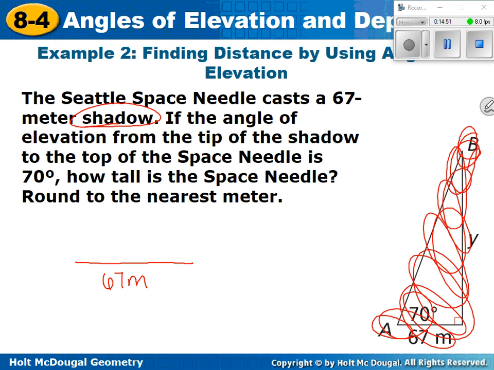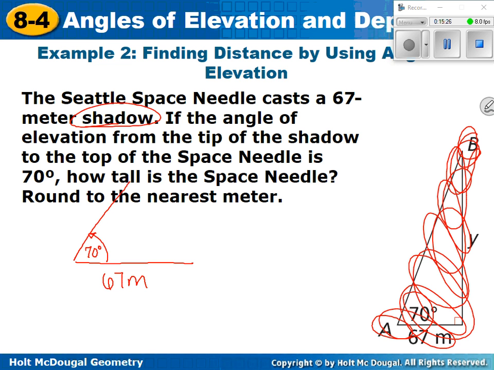All right, so the Space Needle casts a 67-meter shadow. If the angle of elevation, angles of elevation go from where, what direction? They go up from what? From the horizontal. So it's always from the horizontal. So from your horizontal, you're going to go up to make your angle of elevation. So you have an angle of elevation. The angle of elevation from the tip of the shadow to the top of the Space Needle is 70 degrees. So this angle right here is 70 degrees.